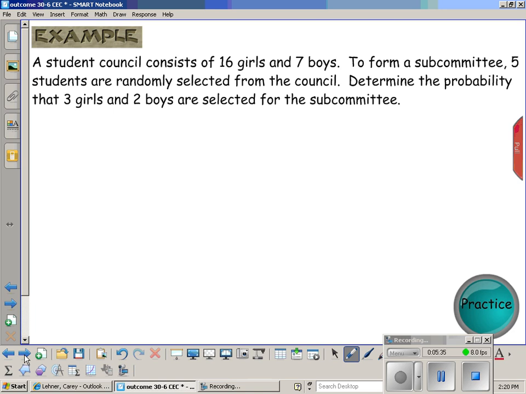So what we want to do is find the number of ways that we can choose 3 girls and 2 boys. There are 16 girls to choose from, and we're going to choose 3 of them. There are 7 boys to choose from, and we're going to choose 2 of them. There is our favorable. Over the total, how many people altogether to choose from? There are 23 girls and boys in total, and we're choosing 5 members on these committees. So that's the total possible ways that 5 people can be chosen.